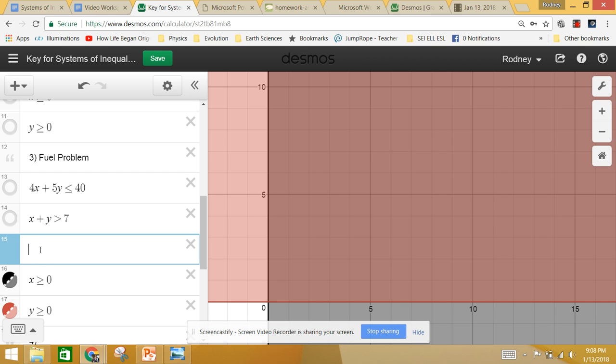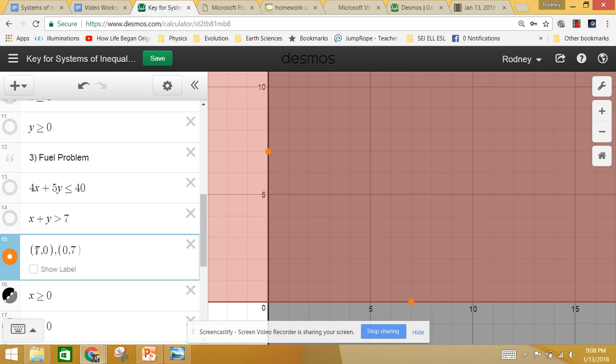So if I treat it as a line, I'm going to get an x-intercept and a y-intercept. Okay, so my x-intercept is going to be what x is when y is 0. So if y is 0, x in our line form is going to be 7. So 7 comma 0 is my x-intercept. And my y-intercept is going to be the opposite, 0 comma 7. Okay, so those are my intercepts.